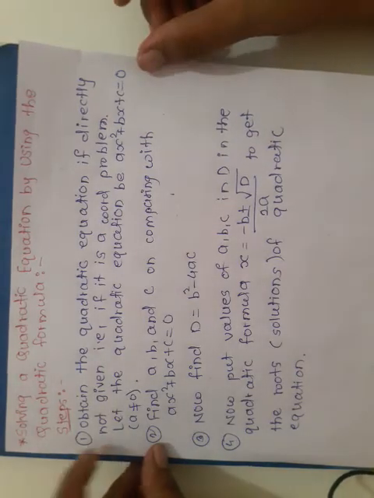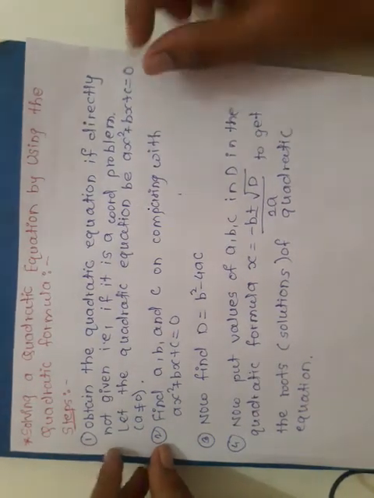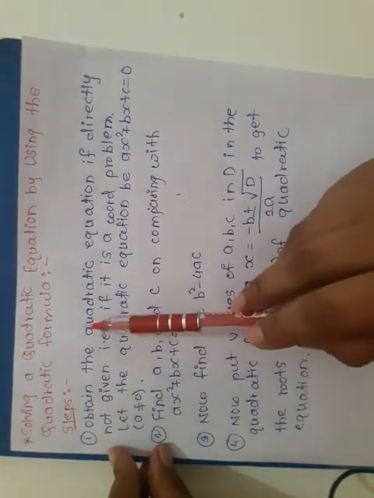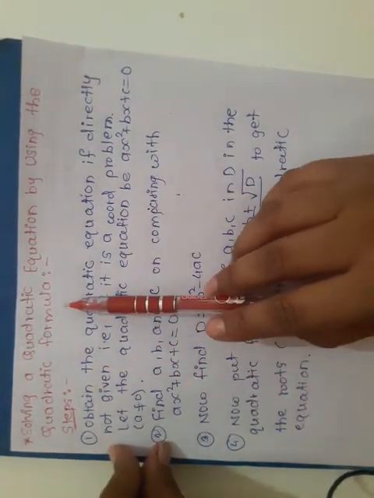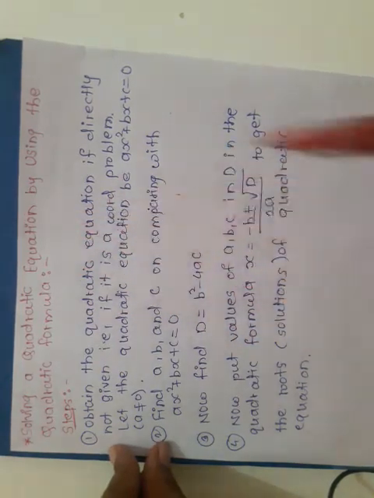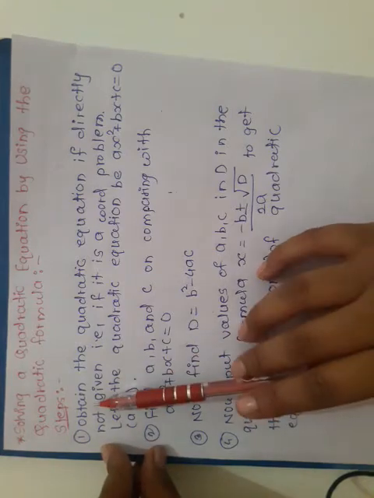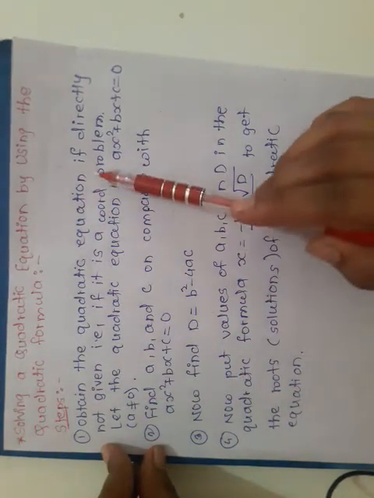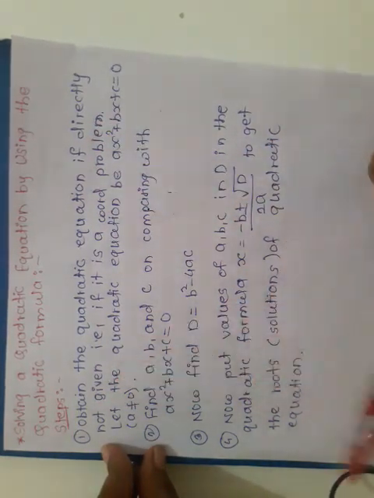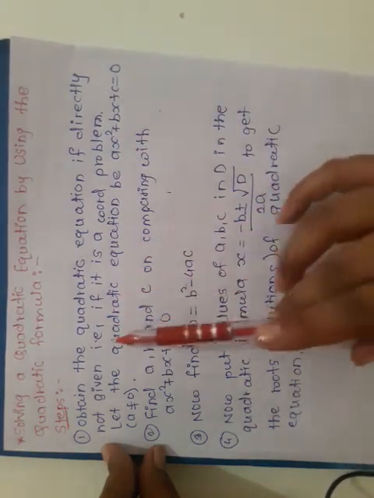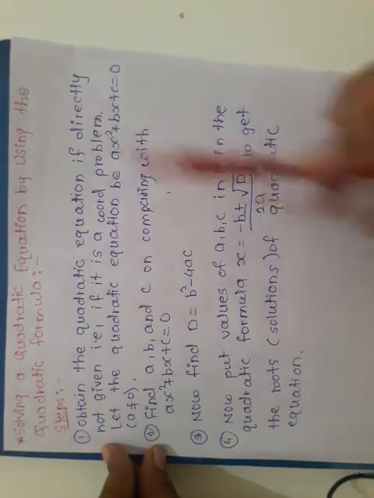Now come to our next method. Our next method is solving a quadratic equation by using the quadratic formula. Means by using the quadratic formula method, again we have to find the solution of the given equation. So what are the steps of that method? First step is to obtain the quadratic equation if not directly given. If the equation is not directly given, it happens only in a word problem.